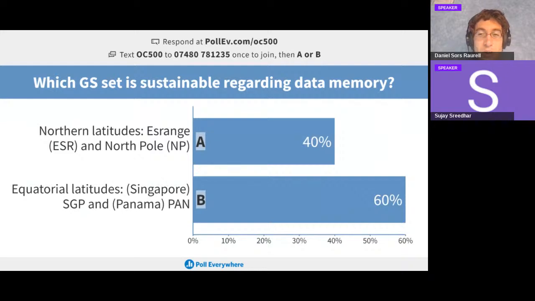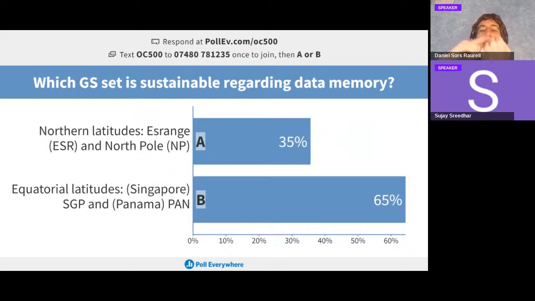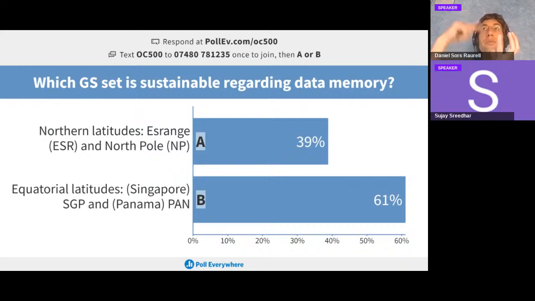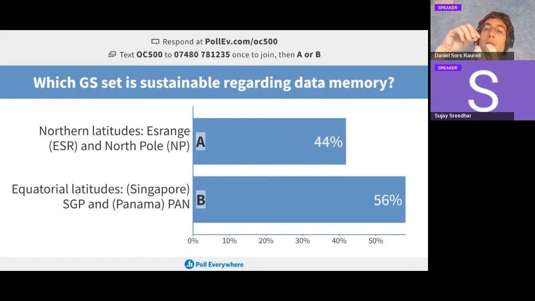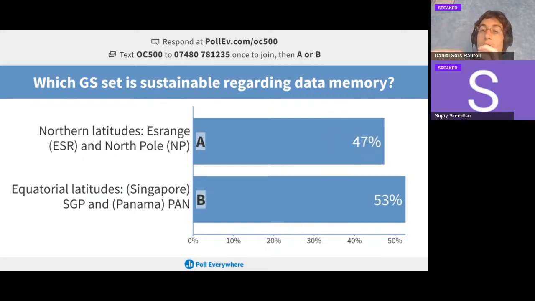So most of you think it's the equator latitudes. Northern latitudes, now it's winning a bit. So think about polar orbits and sun-synchronous orbits. Imagine the Earth is just spinning around, and those satellites would be flying over the poles. Where would you put an antenna to maximize the visibility of your satellite? So it's the northern latitudes. Why? Because the closer you are to the pole, the more frequently satellites fly over you.